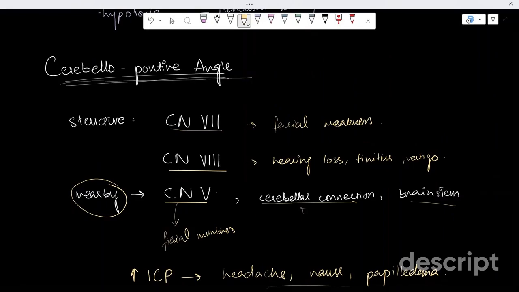So this was all about the cerebellum. We will be discussing basal ganglia next.